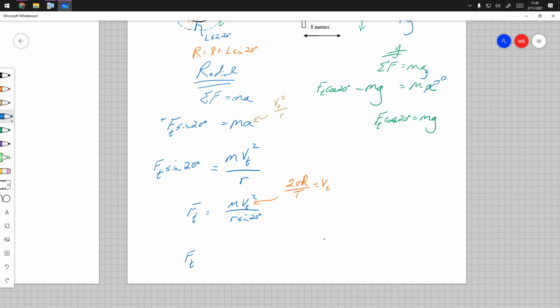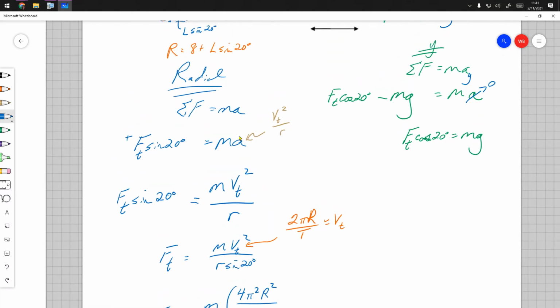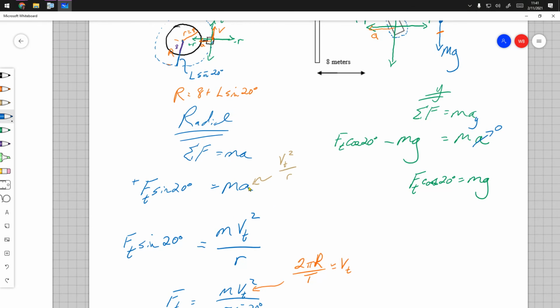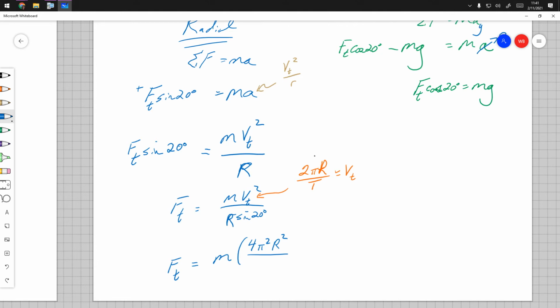So I have my Ft, and that's equal to m times 4 pi squared. Don't forget to square that pi. That's an easy one to miss. Times the radius squared divided by, what radius is this? This is the radius relating to the acceleration of my system, which is actually capital R. So I should have recorded that as capital R at the beginning, and that should be capital R there as well. And so I have capital R divided by t squared. Don't forget to square everything in both the numerator and denominator.